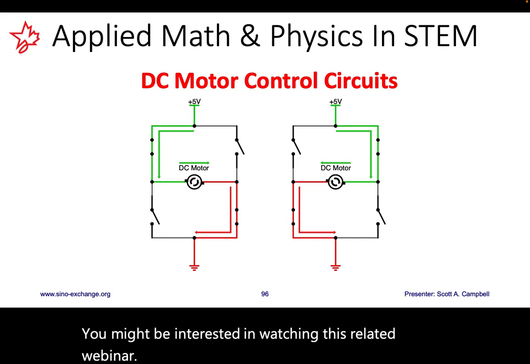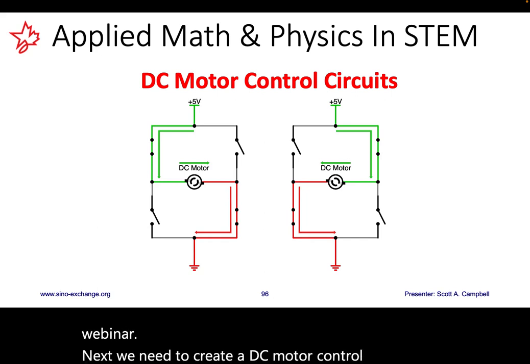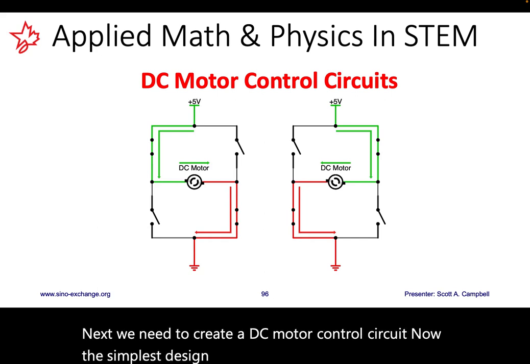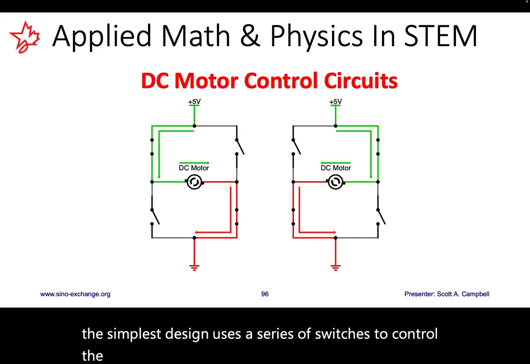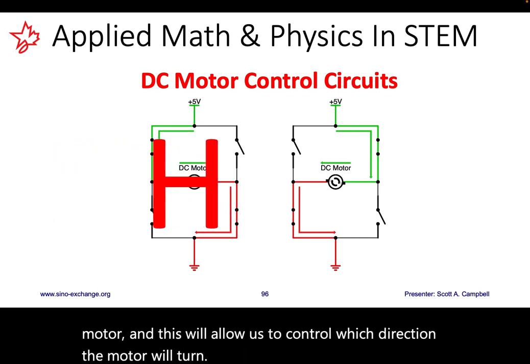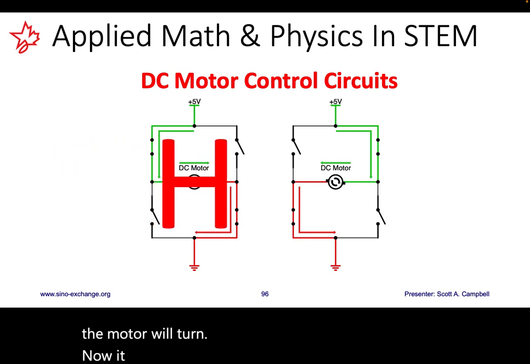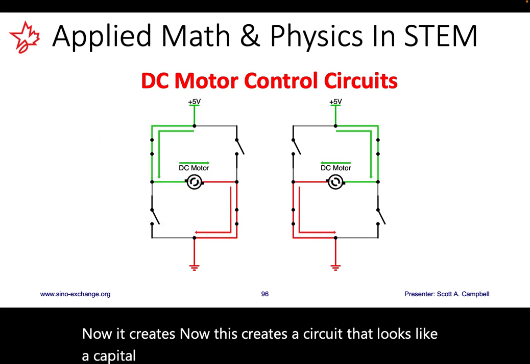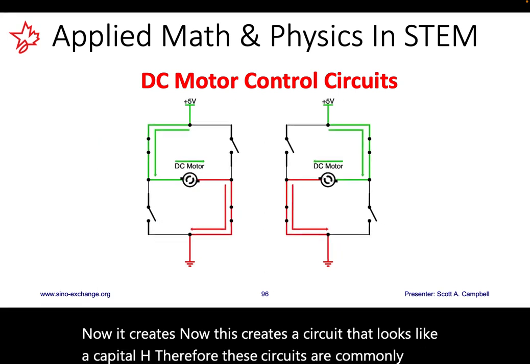Next, we need to create a DC motor control circuit. Now, the simplest design uses a series of switches to control the direction in which electrons flow through a DC motor, and this will allow us to control which direction the motor will turn. Now, this creates a circuit that looks like a capital H. Therefore, these circuits are commonly referred to as an H-bridge.